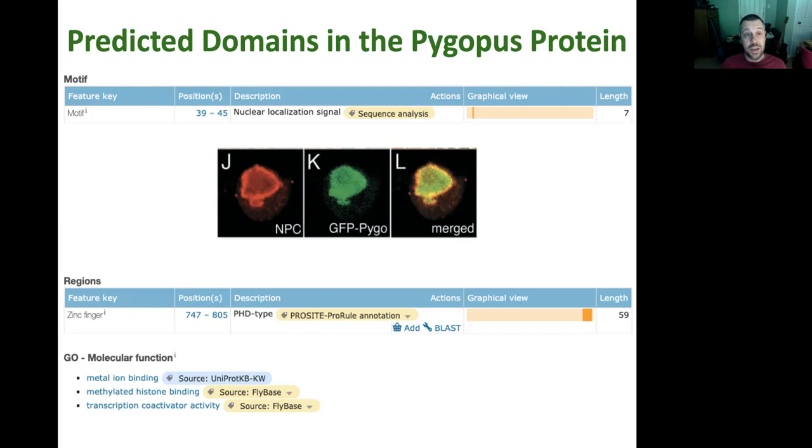Okay, so that's just scratched the surface of bioinformatics and the kind of things that you can do as a geneticist these days by just sitting at your computer. So it's kind of amazing.